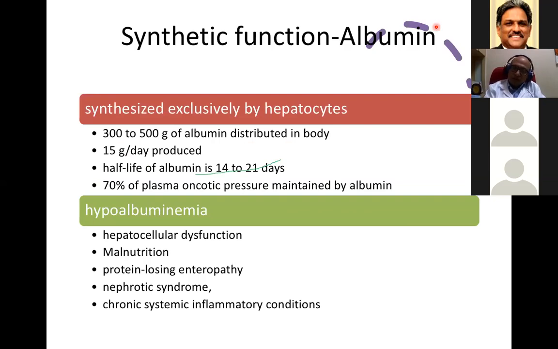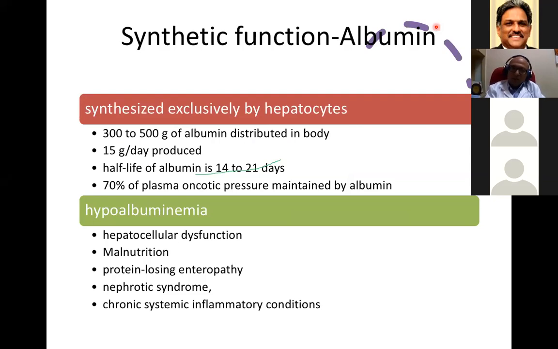So the other synthetic function that the liver does is synthesis of albumin, which is an important protein in the body for maintaining the oncotic pressure and carrying the various unbound molecules in the plasma. Generally, at any point in time, a normal adult will have 300 to 500 grams of albumin distributed in the body. About 15 grams per day is produced to replace the albumin lost through the kidneys and a few other sources from breakdown, and the half-life is 14 to 21 days.